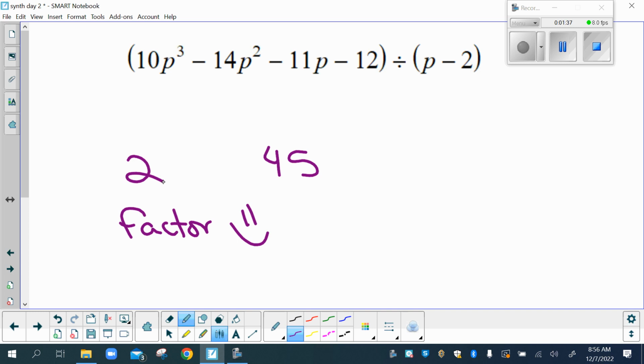Here's what I tell myself. If the last number is 0, I put a smiley face, it's a factor. If my last number is anything else other than 0, it's not a factor. It doesn't go in perfectly. So let's try it. Let's test, is this a factor? You guys ready? Nice and easy. We're just going to use synthetic division and see if we get a remainder. You guys ready? Let's do it.